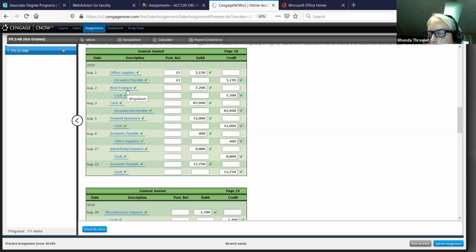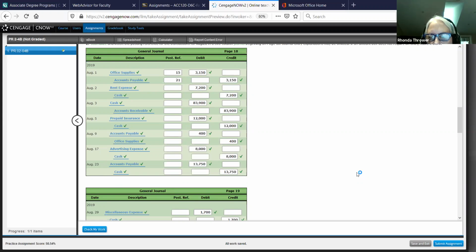I have it debited, and it's debited on August the 2nd. And the amount is $7,200. So I'm going to find my rent expense account in my ledger. I have to switch off to my new book, the ledger account, and I'm going to debit it for $7,200.